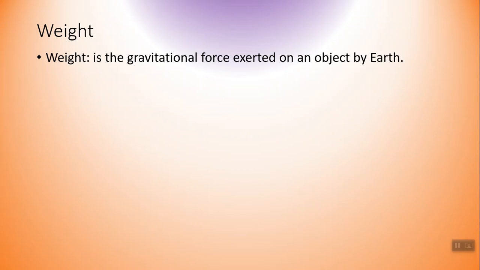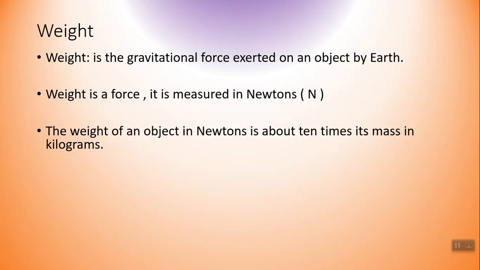Now we will describe something new. It is called weight. Weight is the gravitational force exerted on an object by Earth. And because weight is a force, it's measured in newtons. Near Earth's surface, the weight of an object in newtons is about 10 times its mass in kilograms.